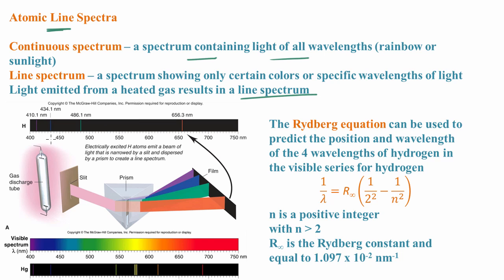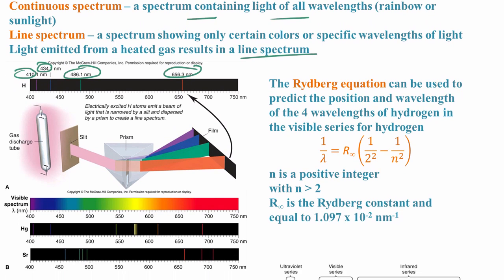So here we have a line spectrum for hydrogen, and we see there are 4 lines in the visible region. One at 410, one at 434 nanometers, so we have one that corresponds to violet and blue light. One at 486 nanometers, that corresponds to green light, and one at 656 nanometers, which corresponds to red light.